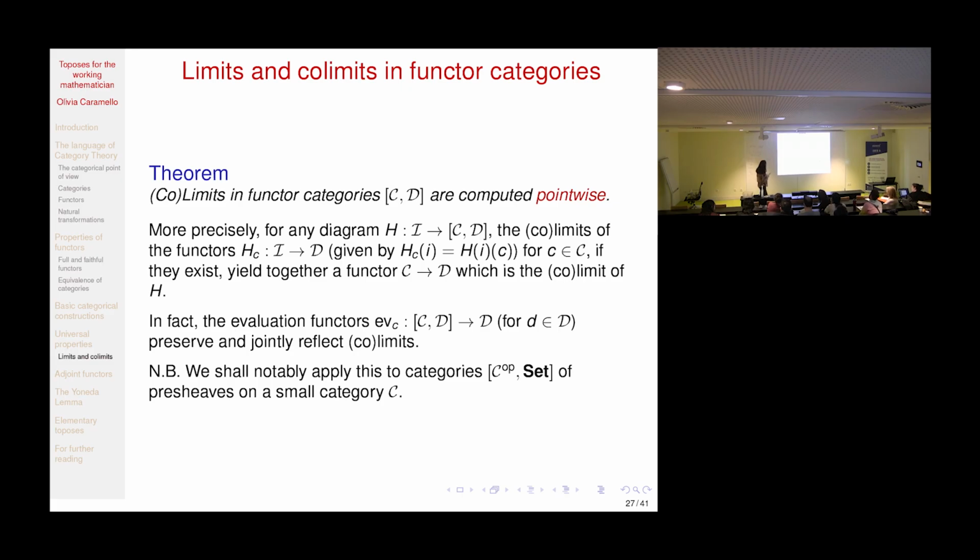So we know, in particular, thanks to this result, how to compute limits and colimits in this functor category. This way of computing limits or colimits is called pointwise computation. Pointwise in the sense that I can fix the point, the object of C, and compute object by object the limit or colimit, and then put them all together by using the functoriality property.